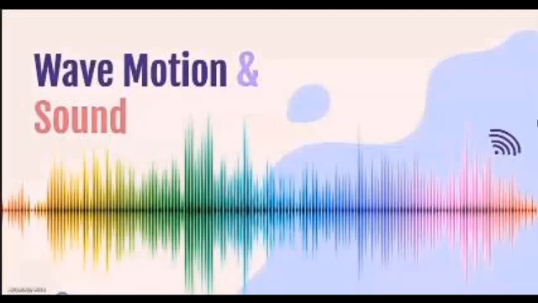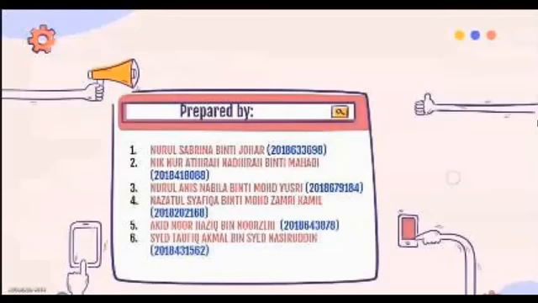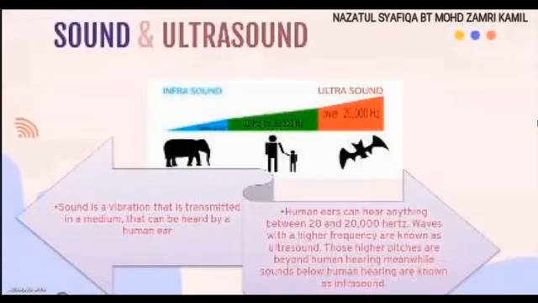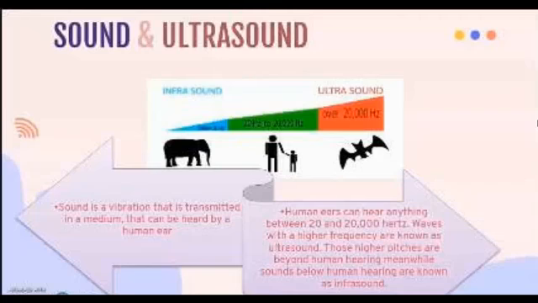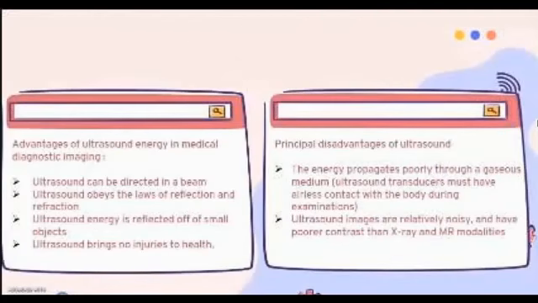Today, our group will present about wave motion and sound. Sound is the vibration that is transmitted in a medium that can be heard by a human ear. Human ears can hear anything between 20 and 20,000 Hz. Waves with a higher frequency are known as ultrasound. Those high pitches are beyond human hearing, meanwhile, sounds below human hearing are known as infrasound.